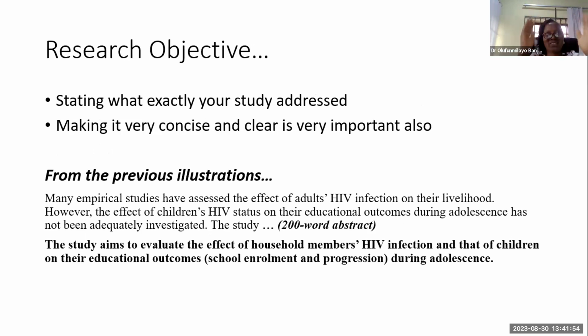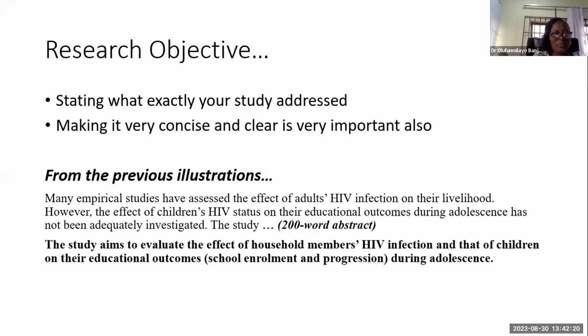Then a research objective is stating what exactly your study addressed. You may state it as the overall aim or the objectives. Maybe you have one, you have two, up to three will still be accommodated. Then making it very concise and clear is very, very important. Dr. Kunoji also made mention of this. And from the previous illustrations, I tried to move on.